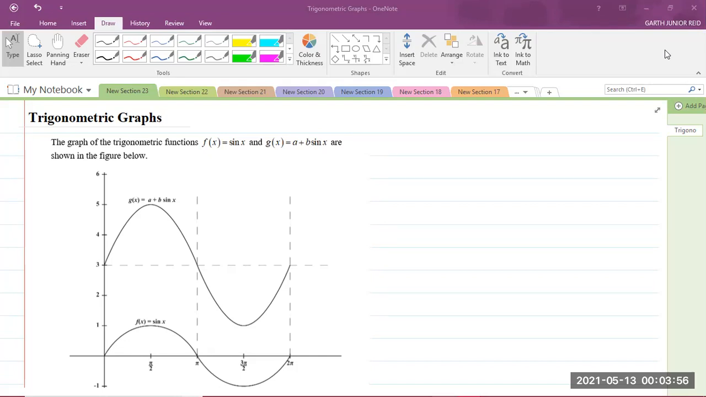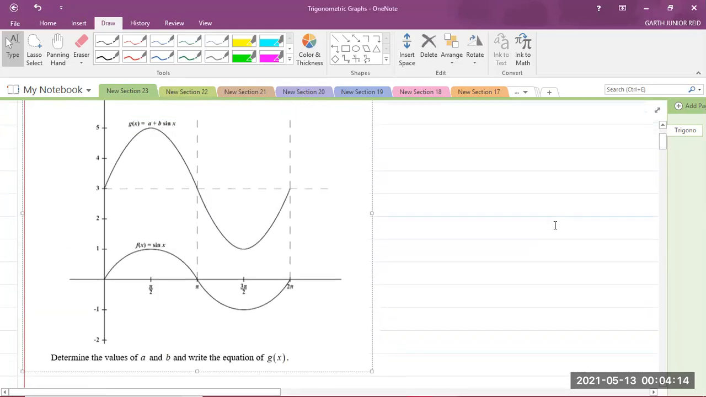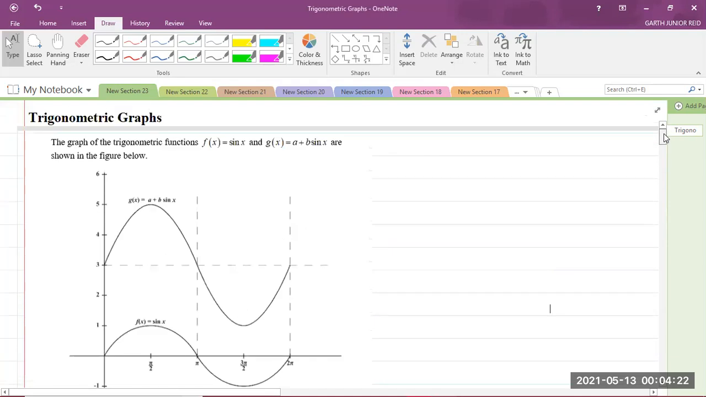So here we have our past paper question from 2017, which says the graph of the functions f of x, which is equal to sine x, and g of x, which is equal to a plus b sine x, are shown in the figure below. If I scroll down, it also says that we are to determine the values of a and b and write the equation of g of x.